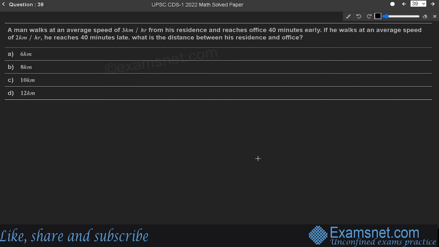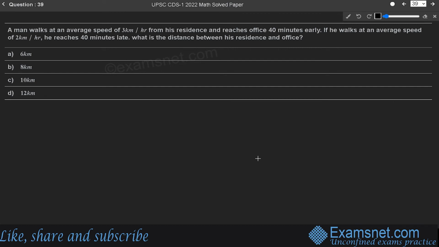Next question is, a man walks at an average speed of 3 km per hour from his residence and reaches office 40 minutes early. If he walks at an average speed of 2 km per hour, he reaches 40 minutes late. What is the distance between his residence and the office? It is a very interesting question. According to the question, if the man walks 3 km per hour, then he reaches 40 minutes early. And if he walks 2 km per hour, then he reaches 40 minutes late. So the question is talking about distance and time.